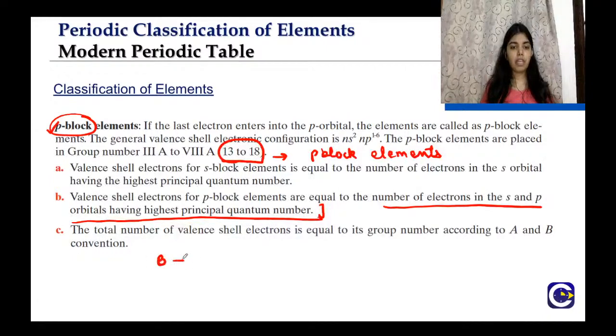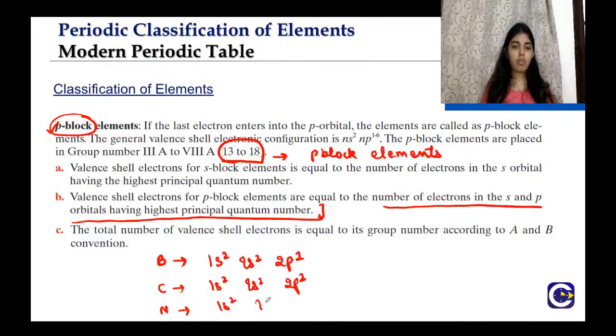Now, see here. For boron, the atomic number is 5. The electronic configuration will be 1s2, 2s2, 2p1. For carbon, it will be 1s2, 2s2, 2p2. For nitrogen, 1s2, 2s2, 2p3. Now, if you want to find the number of valence electrons, that will be equal to s plus p, that is 3 electrons for boron, because it has the same principal quantum number. The shell is same, right?